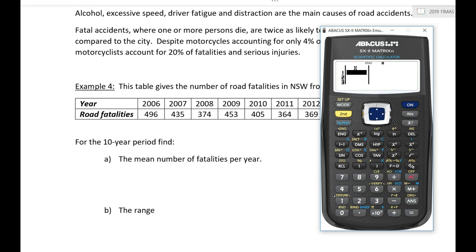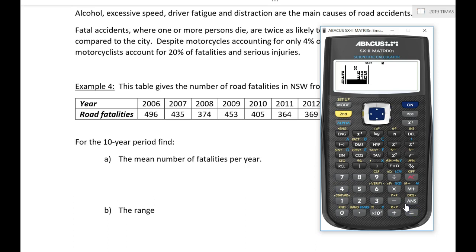Now you see I've got a bit of a table here and I can put these scores in. That's good. 496 equals moves me on to the next one. 435 equals, 374 equals, whoops, I've made a mistake. I know what you're thinking. You didn't make a mistake, you did it on purpose. Maybe I did. Anyway, I can just go up over here and go 374 equals and correct my error.